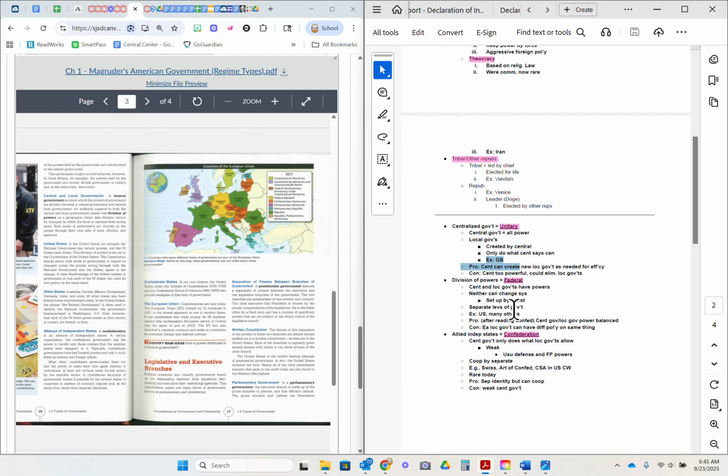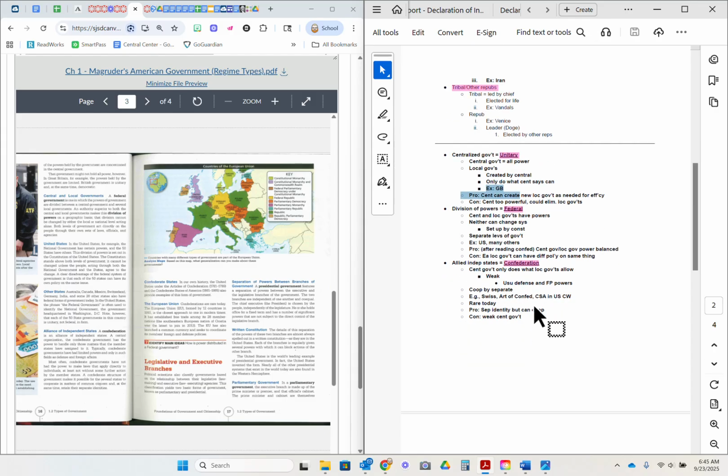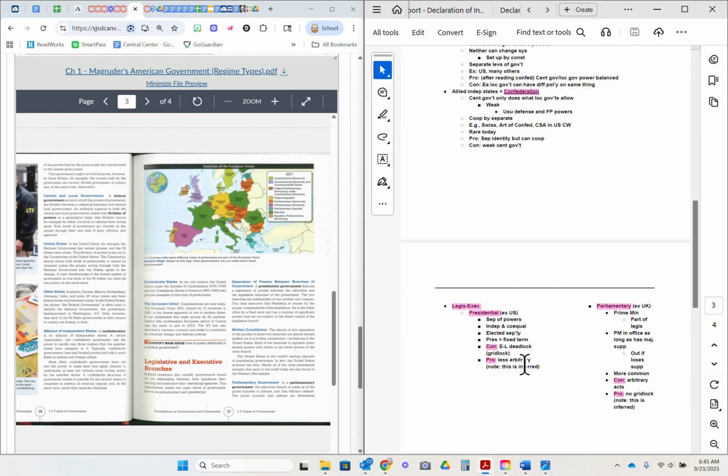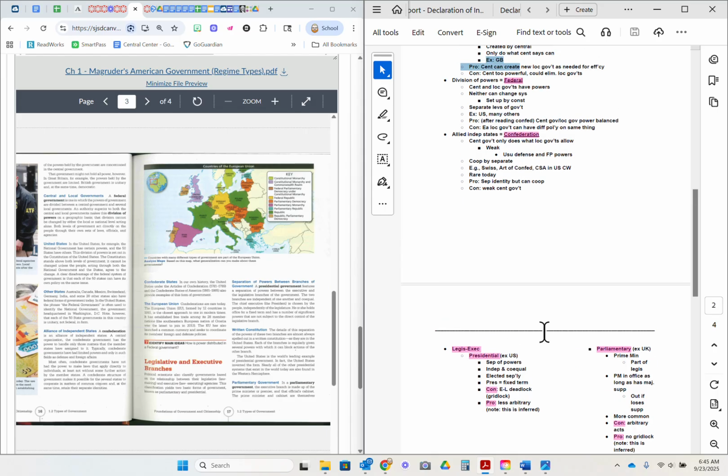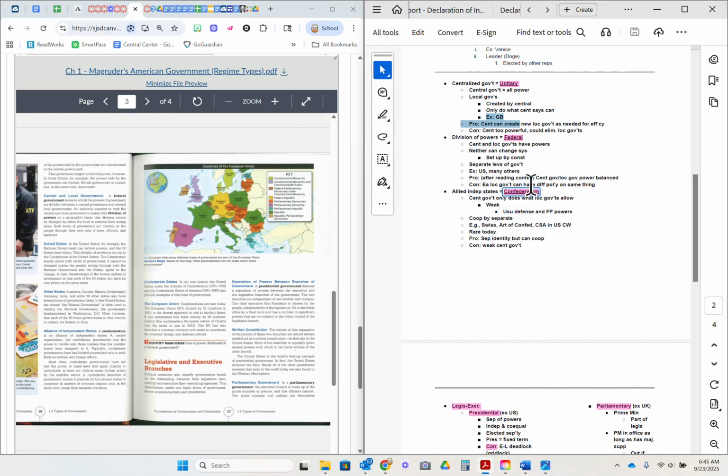When we get down here, for things like pros and cons, I did highlight them for presidential and parliamentary. And remember, when I gave you guidance on these notes, I did instruct you to pay attention to advantages and disadvantages. So you could have done the same thing, highlighting pros and cons up here.